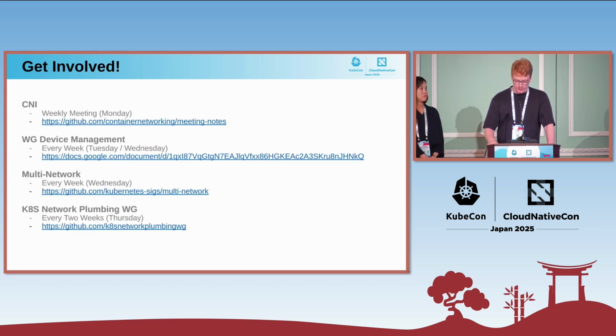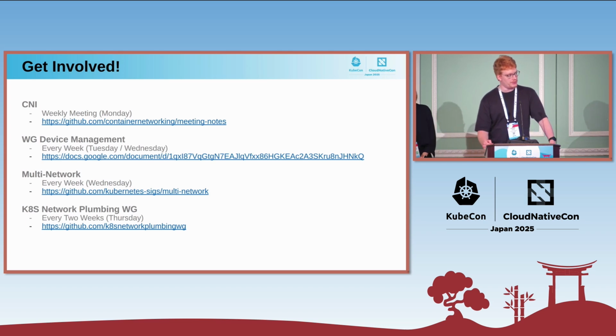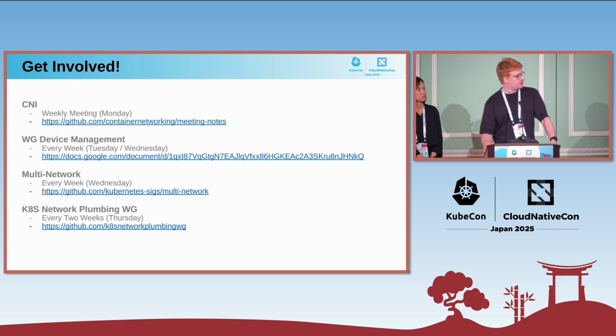This is a question that remains. So if you are interested in being involved in this work, I would highly recommend four different communities. The first one is CNI, Container Network Interface. The second one is the Working Group Device Management, where we are talking mostly about DRA. We have the multi-network community, where we are also mostly talking about DRA now on the networking side. And we have the Kubernetes Network Plumbing Group, where we are talking about Multus and the future of it.